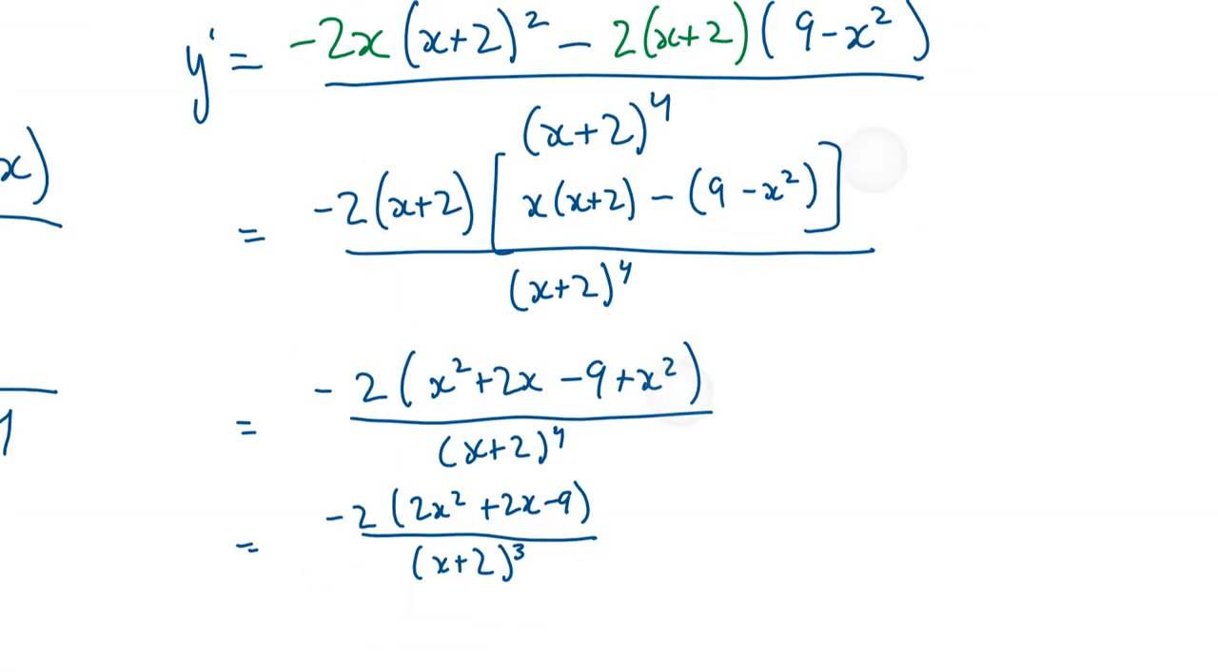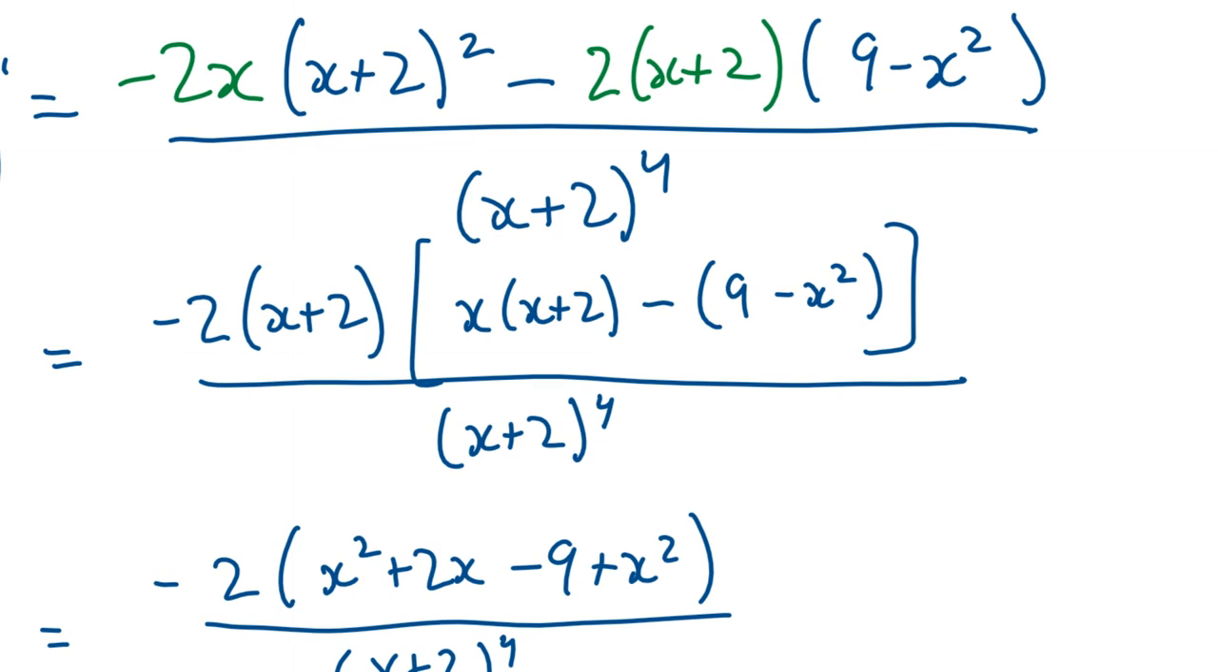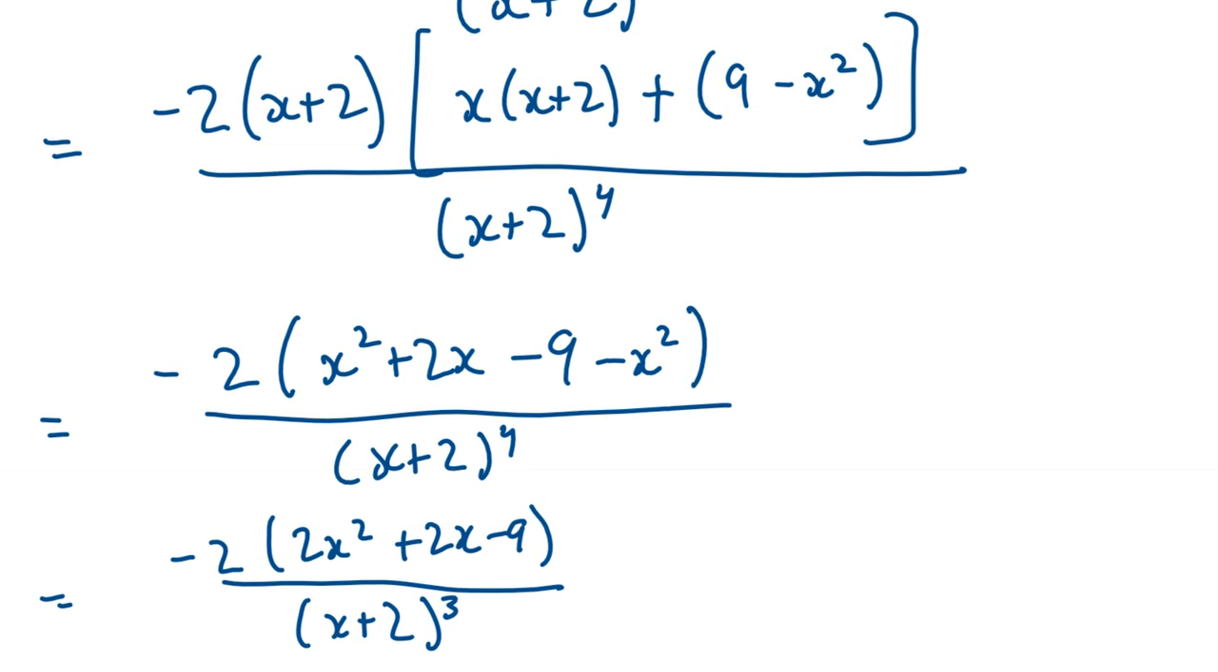Whoops, I made a mistake. I'll show you in a second. Is everybody okay so far? I factored out this negative, so this should be positive. Okay, careful. I factored out that negative, which means this x squared is negative x squared, which means this is just 2x minus 9.